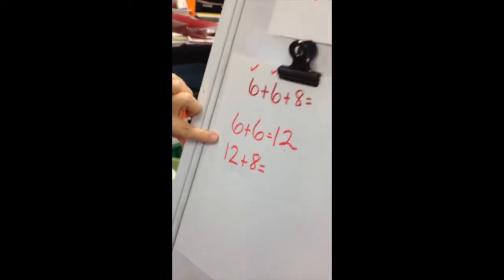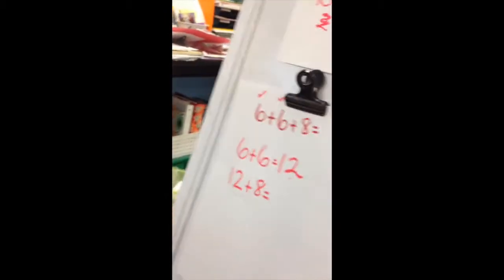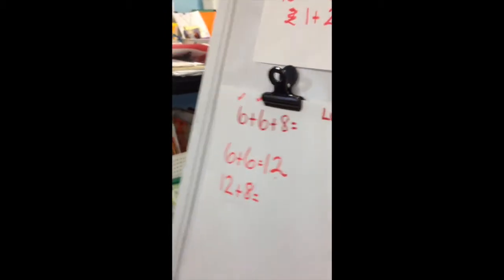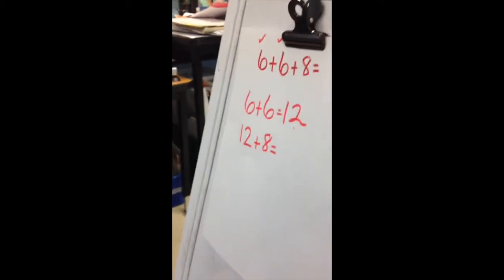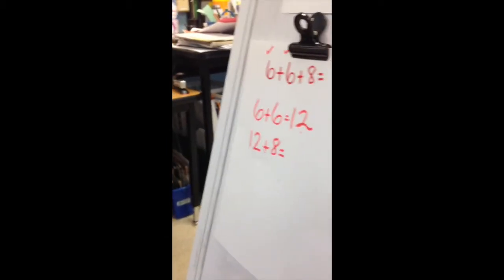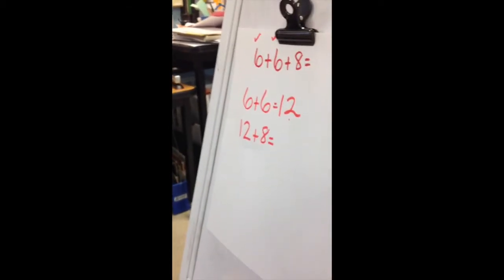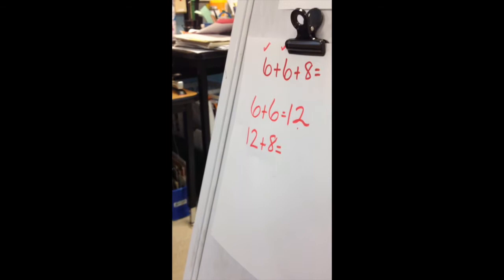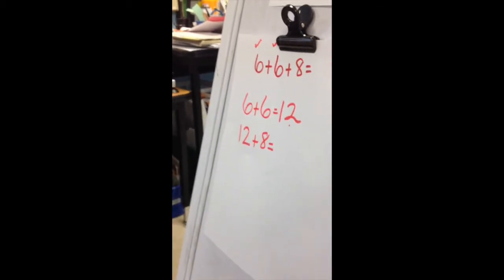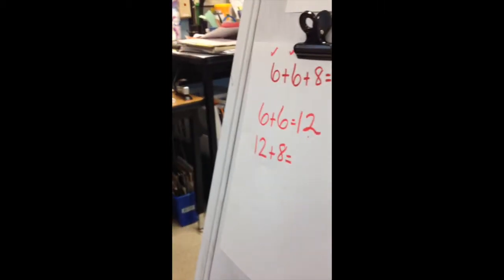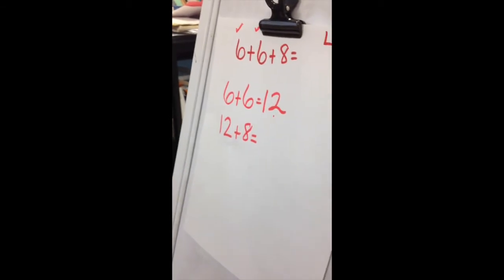AJ and Haley, what do you think he did here? Do you think he went 12, 13, 14, 15, 16, 17, 18, 19? Did he count up on his fingers? No. What do you think he did? I think he knew that 6 plus 6 is 12. And then he just added 8 to the 12. How did he... Don't you tell them. Wait, I know you know.